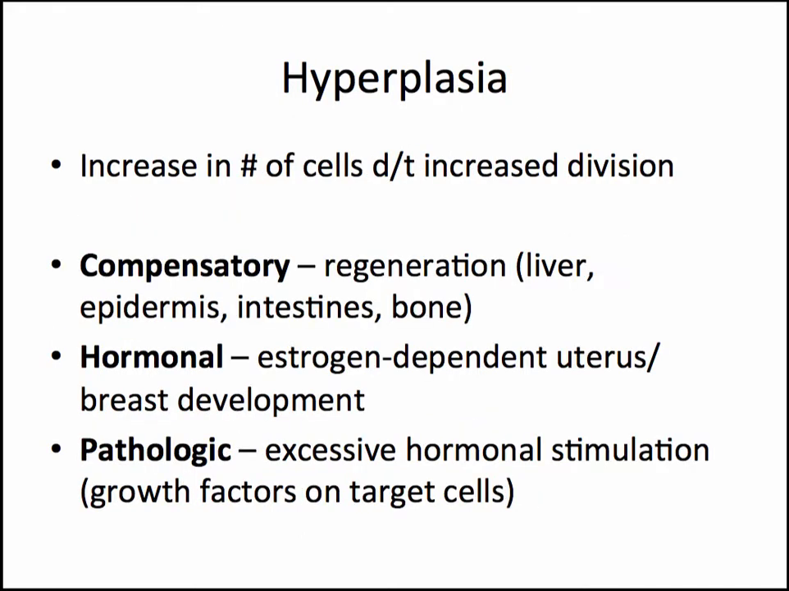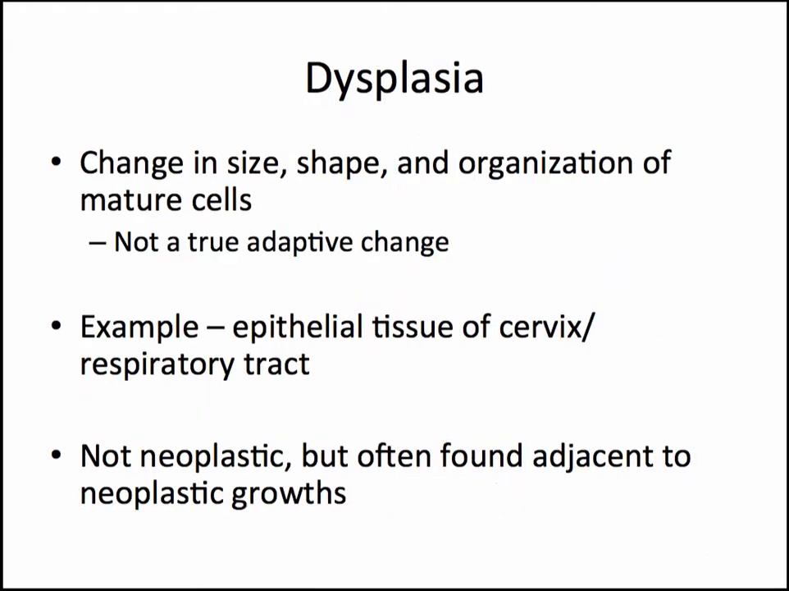Hyperplasia is an increase in the number of cells due to increased division. Examples of this include compensatory hyperplasia, which occurs in regeneration such as with the liver, epidermis, intestines, and bone. Hormonal hyperplasia, which can occur in estrogen-dependent uterus and breast development. And pathologic hyperplasia, which can occur with excessive hormonal stimulation, such as with growth factors on target cells.